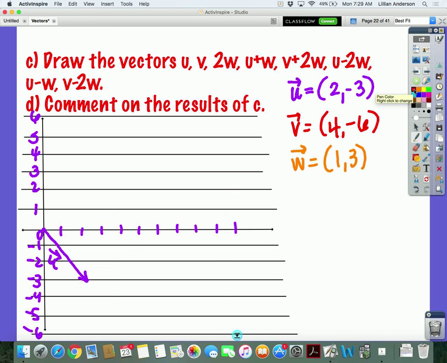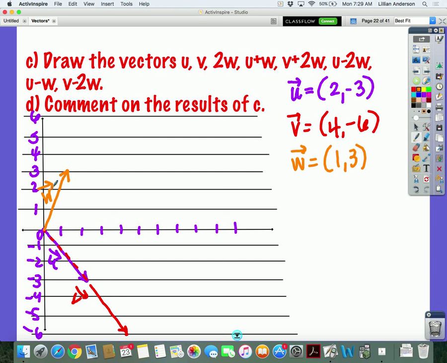Now vector v is at 4, negative 6. So 1, 2, 3, 4. Negative 6. Okay. Remember, they were parallel. Just one was a scalar multiple of the other. So of course it's going to lie in the same direction as vector u. And lastly, vector w. Again, we're in standard position. So 1, 3. We're going from 0, 0 to 1, 3, making sure we indicate direction, and there's vector w. Hopefully, that actually wasn't too hard, okay?